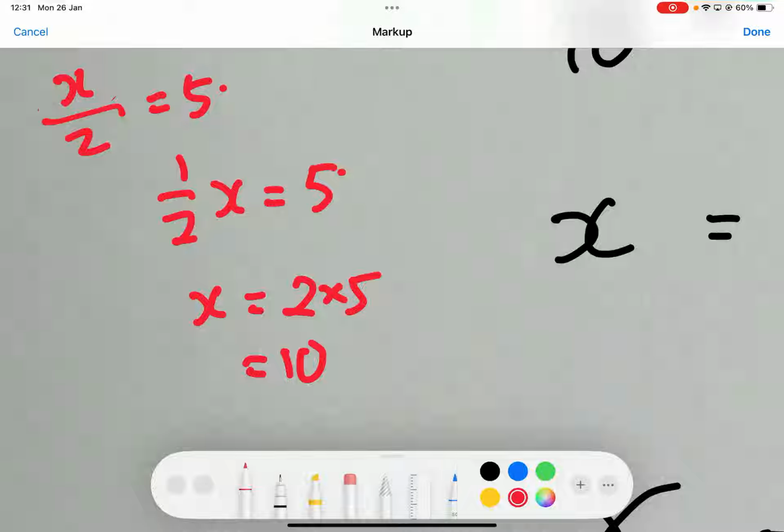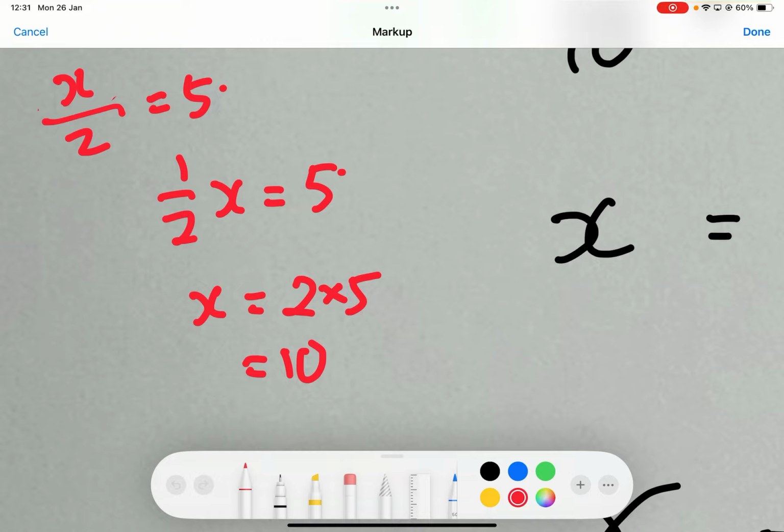Guess and check. I want to know what is x. So if I guess x is 1, but 1 divided by 2 is half. Half is not equal to 5, so x is not 1. Then I guess x is 2. But 2 divided by 2 is 1, also not equal to 5. So 2 is also wrong.